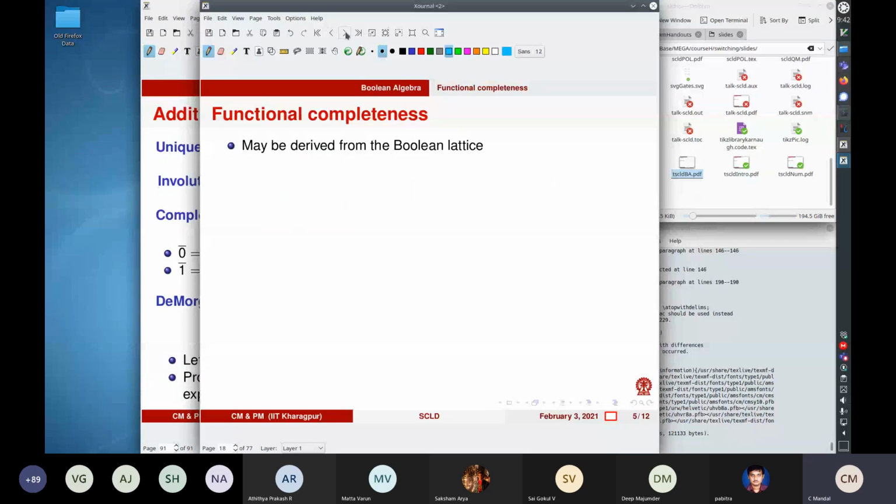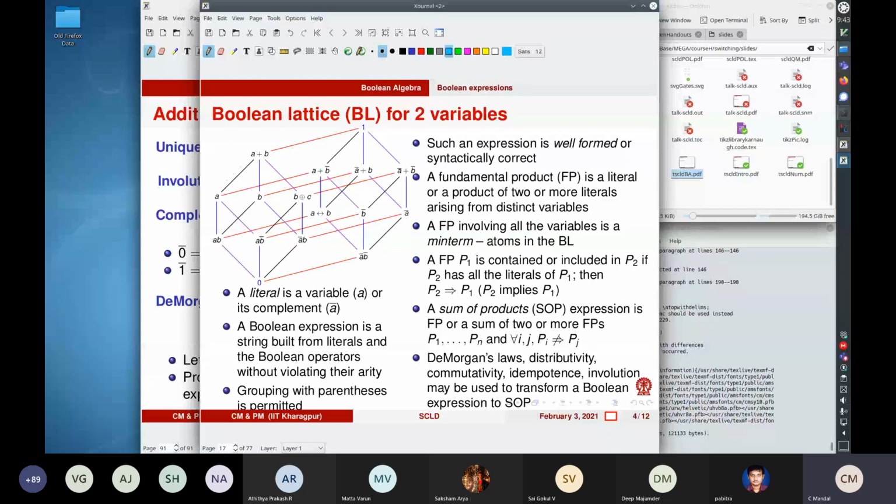Okay, so functional completeness. You might have a question: what are the Boolean operations that you need to express any Boolean function? As you have seen, any element of the Boolean lattice can be expressed as an irreducible irredundant sum. For that you need the join operation, or if you look at it from an axiomatic point of view, you need this plus, or, operation.